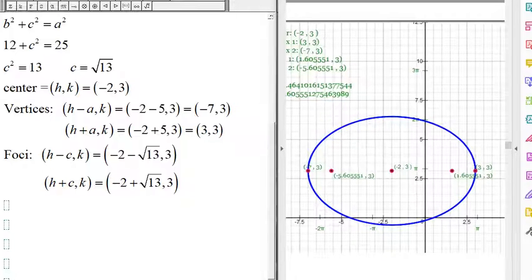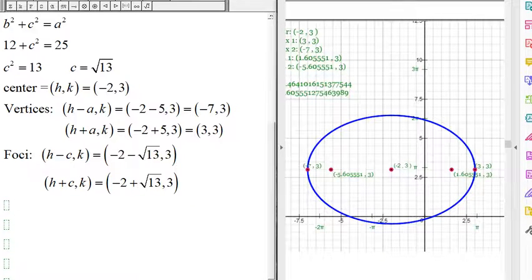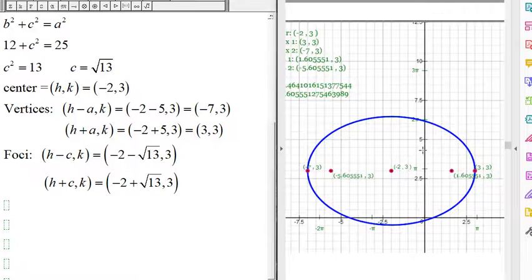And once again, if we graph the ellipse, then this is what it looks like. And then here, this is vertex number 1, vertex number 2, focus number 1, focus number 2, and this is the center.